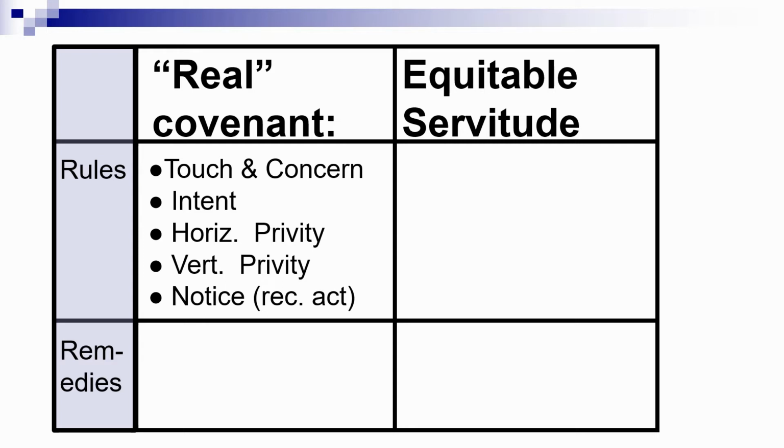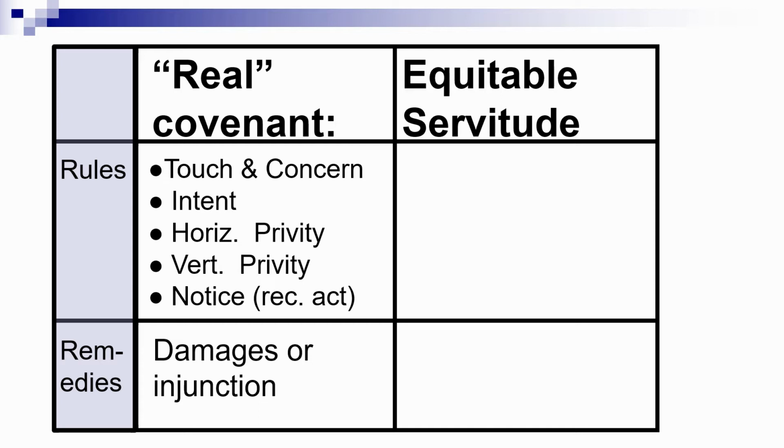Now, the remedy we mainly discussed was damages, but it's also possible, if a plaintiff proves the elements of a real covenant, to get an injunction. So either damages or an injunction are viable remedies for a breach of a real covenant. Now, what we're going to do for a moment here is talk about equitable servitudes. An equitable servitude is simply an alternative set of rules for enforcing a covenant that runs with the land.